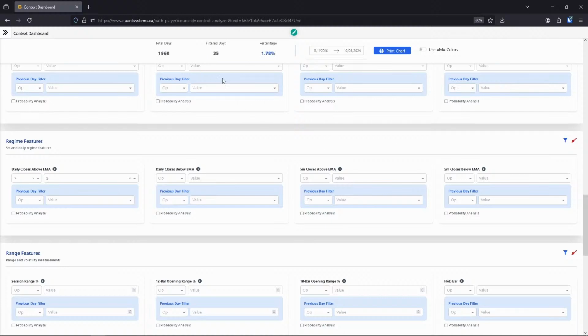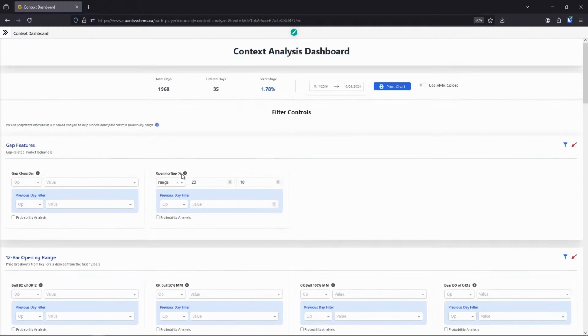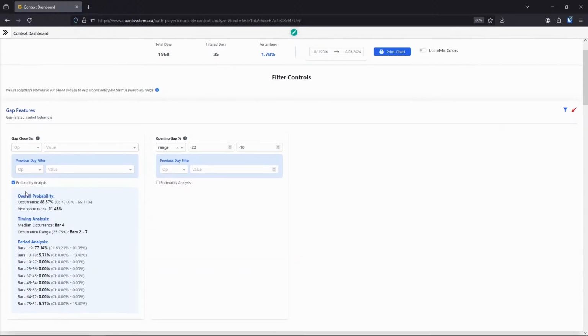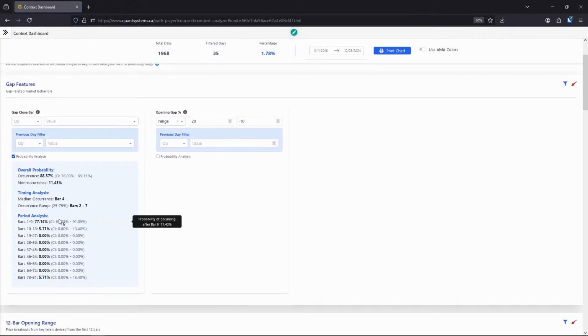This gets us down to a relatively small data set. So 35 days does have statistical significance, but it also makes it more difficult to have relatively narrow probability distributions. Like we can see here, when we look at the probability for the gap to close, it's 88%, but it's a band of almost 20%, right? So 78 to 99%. That's not going to be as useful.